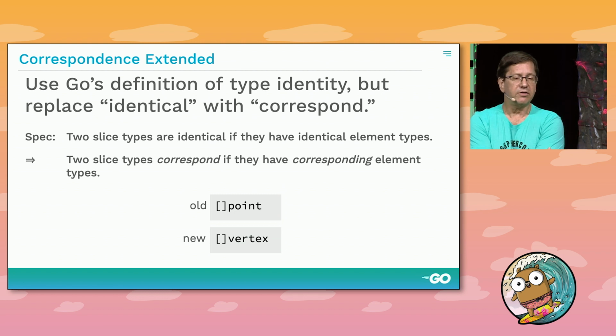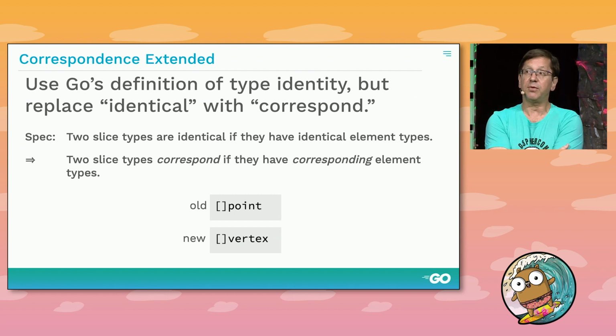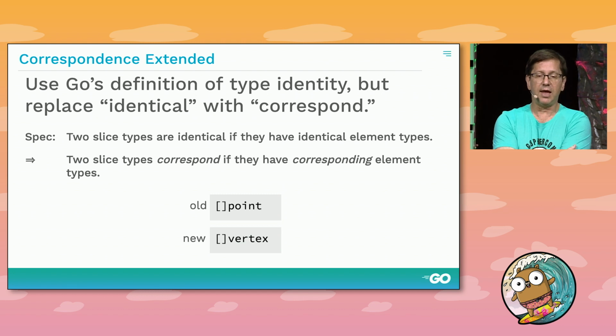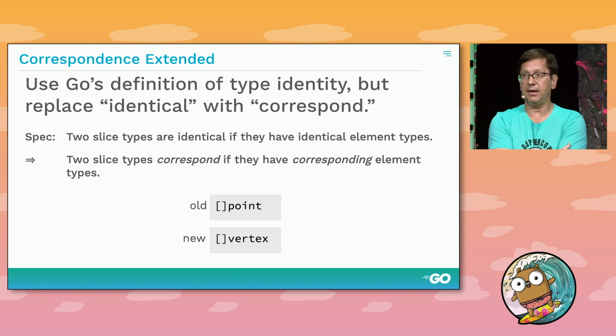We need to extend correspondence to all types, not just types with a name. What we want to do is copy the definition of type identity from the Go language spec, but replace identical type throughout the definition with corresponds. For example, the spec says, two slice types are identical if they have identical element types. So we say two slice types correspond if they have corresponding element types. So if point corresponds with vertex, then these two slice types correspond.